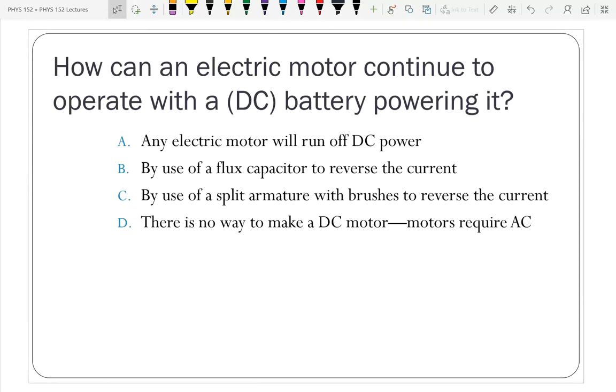So now, question, actually it probably was open for you. Now it's open again. How can an electric motor continue to operate with a DC battery powering it? So this is you looking at those and saying, would that make any sense? Because we haven't talked about the answer. The answer is coming on the next slide. But does that make sense?